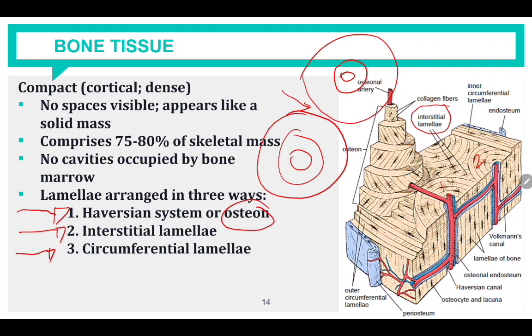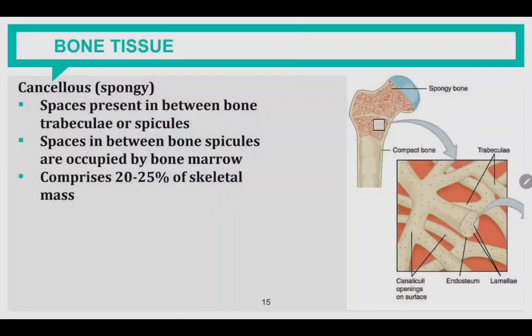So I hope you are now familiar with the structure. Kasi I already had a topic about this sa inyong laboratory. So let's move on sa next slide natin and talk about the cancellous bone. Spaces are present in between bone trabeculae or spicules. And that spaces is yun yung gina-occupy ng ating mga bone marrow. Spaces between bone spicules are occupied by bone marrow, and remember this one, 20 to 25% of the skeletal mass is your spongy bone.